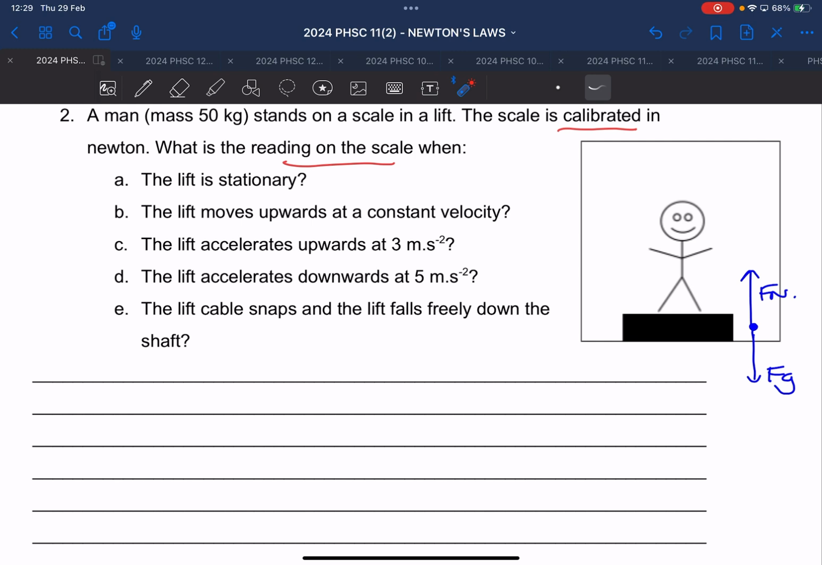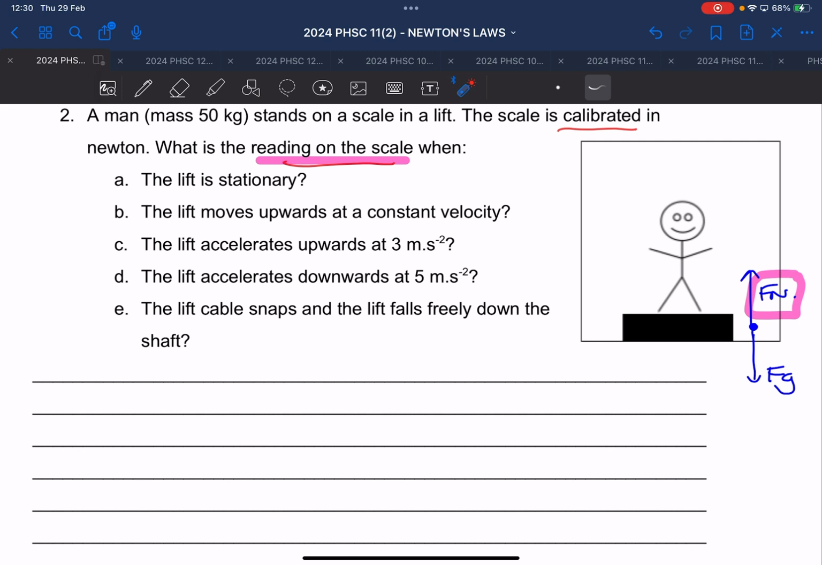Okay? Why? Because the scale doesn't actually measure the force that goes down. A scale actually measures with how much it pushes back onto you. So when they say a reading on a scale, it's actually the normal force reading. So reading on the scale is not Fg. Reading on the scale is with how much it pushes back onto you to keep you where you are.